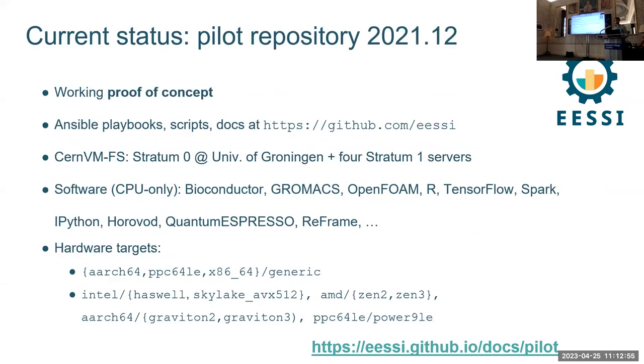We have a proof of concept going. There's a pilot stack there. It doesn't contain a huge list of software because that was not the point of the pilot stack. It was just for us to learn and show how this can work. There's a CernVMFS Stratum 0 running in Groningen, and we have 4 Stratum 1 servers. Then we have a couple of software packages just to illustrate how it works. The hardware targets that we support are listed underneath here. It's basically the most recent of Intel, AMD, and ARM.